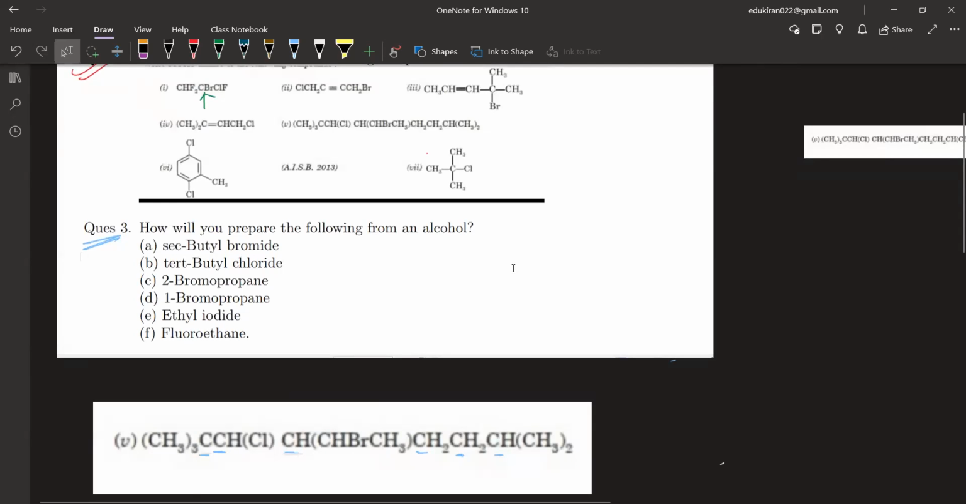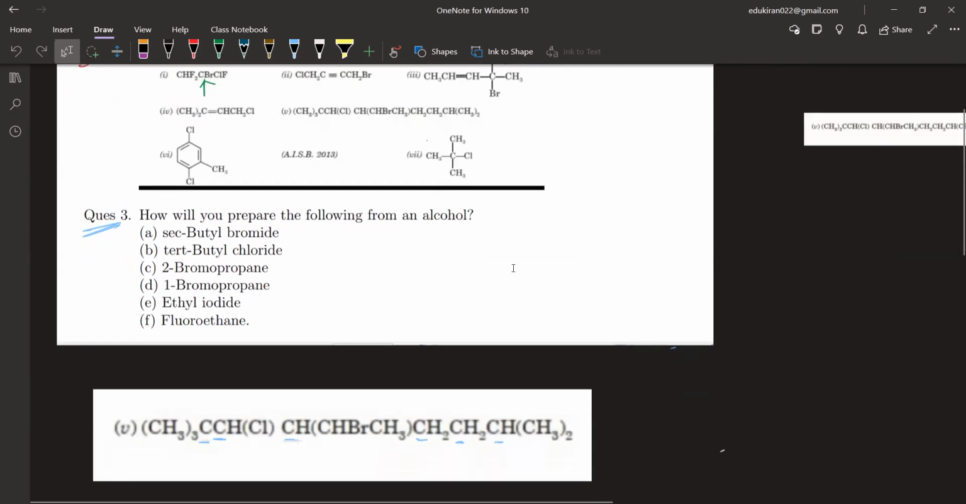Okay, so none of you have any doubts? Sir, I have a doubt in the E part. Sure, yes. Kulsum, tell me. The E part, sir. Ethyl iodide. Okay. And no doubt in fluoroethane? How will you make fluoroethane? Tell me. Those who have done this, Akshay, how will fluoroethane be made? From alcohol?